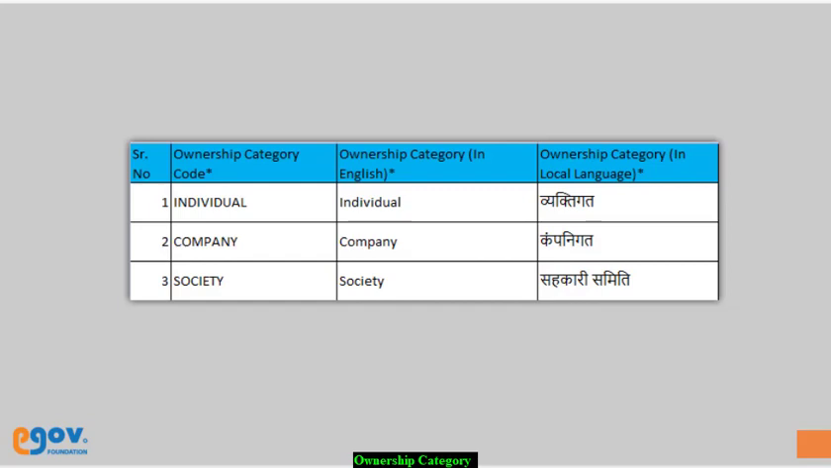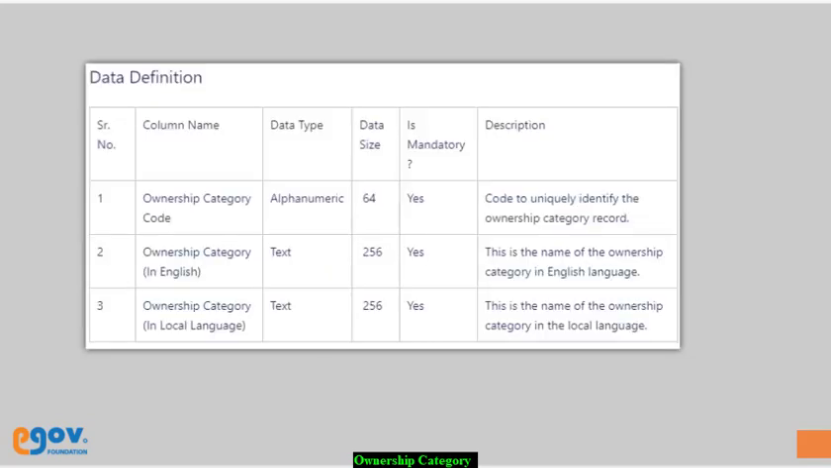Some columns marked with a star are mandatory. Please make sure all the mandatory columns are updated in the template. To know the specific requirements of the individual column, please refer to the data definition table for ownership category detail.